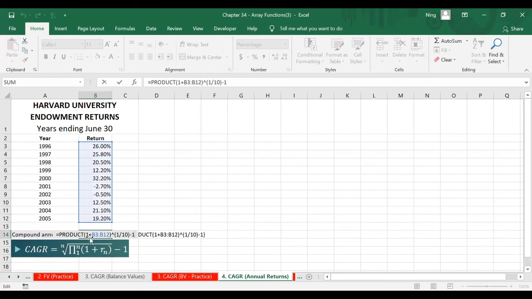So you will use the PRODUCT. Inside is 1 plus the return array, to the power of 1 divided by 10, and then minus 1. And this way you quickly compute the CAGR. But don't forget to use Control-Shift-Enter to make the computation work.